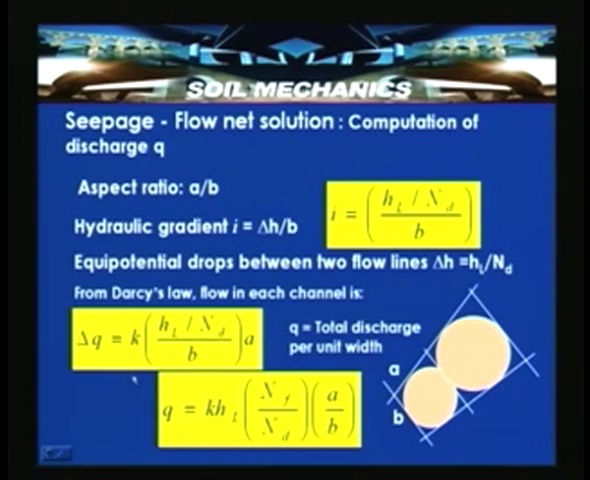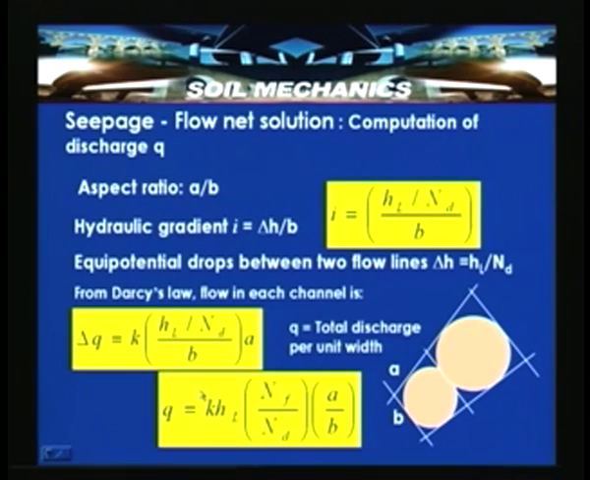So, from Darcy's law, the flow in each channel is delta Q is equal to KIA. So, here we can say K into HL by ND by B, that is nothing but the hydraulic gradient. A is the area of cross section through which the flow is taking place. So, A into 1 is the area of cross section. Now we can write this as the small flow which is taking place through a channel between two flow lines, in a flow channel.